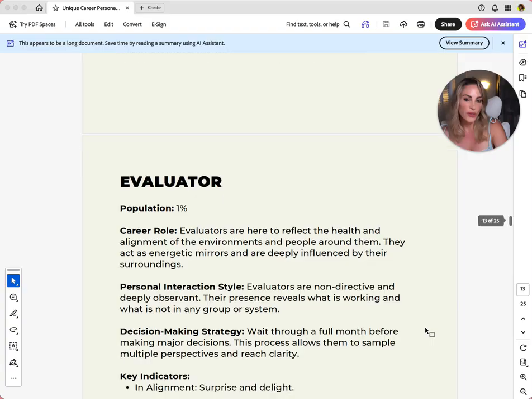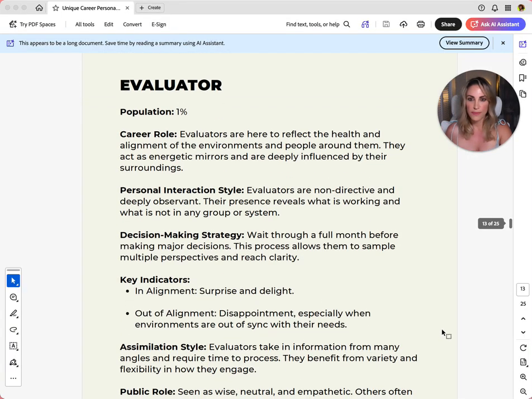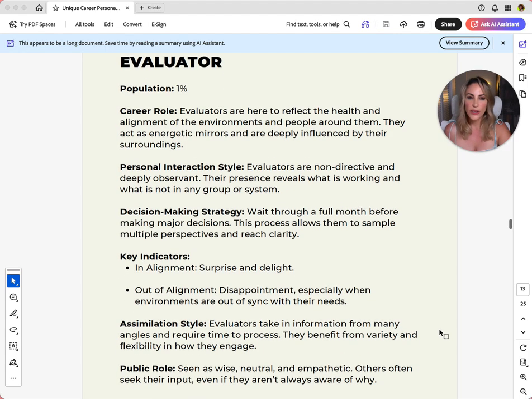And then we have a very rare type, only 1% of the population, which is an evaluator. And evaluators just reflect the health of the environment with the people around them. They're like mirrors. So they're basically telling us how we're doing along the way.